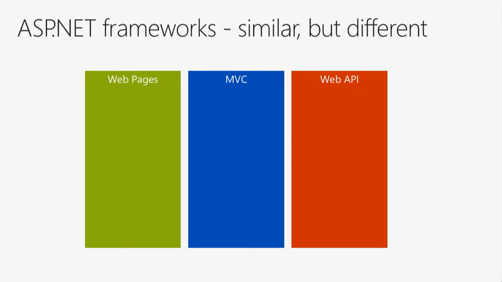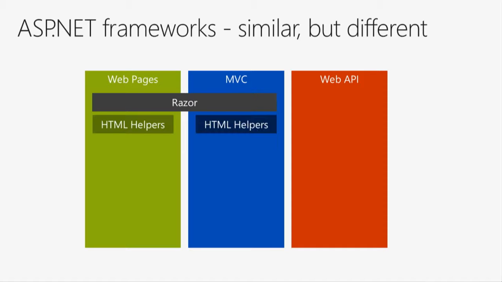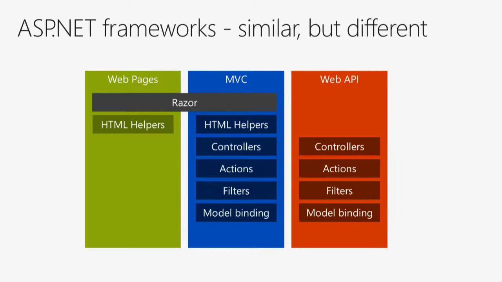And each of these frameworks works great for what they were built for, but there's a lack of alignment and consistency between them. For example, Web Pages and MVC both use Razor as their view syntax, but that's where the sharing stops. They both have their own, for example, HTML helper implementations. Between MVC and Web API, they look actually pretty similar. They both share a bunch of concepts like controllers, actions, filters, dependency injection, model binding, but they actually share no code at all.